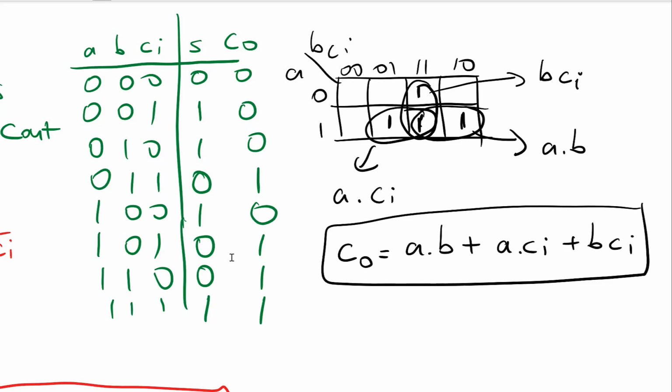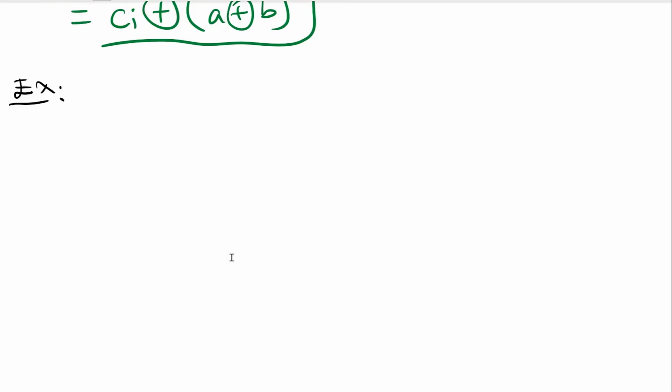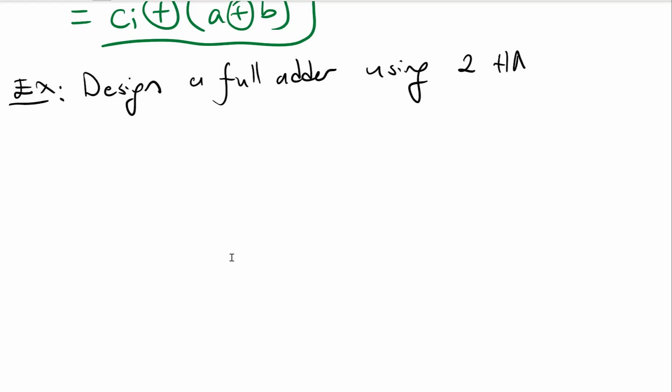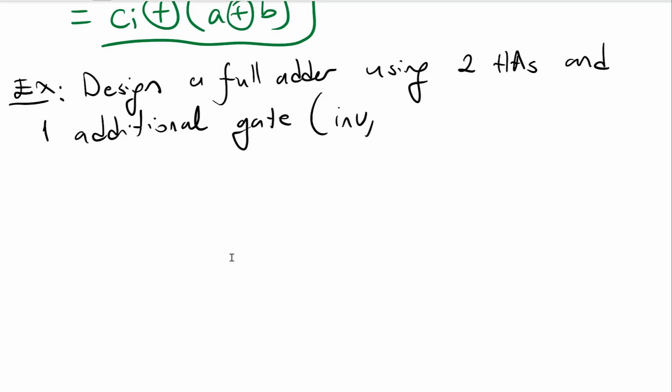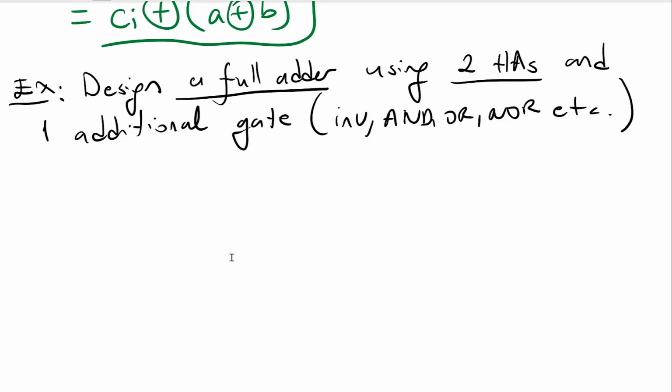Okay, now let's do an example. In this example, we are asked to design a full adder using 2 half adders and 1 additional gate. So this gate could be an inverter or NOT gate, an OR, a NOR, etc. So what we are trying to do is design a full adder using 2 half adders and 1 additional gate.